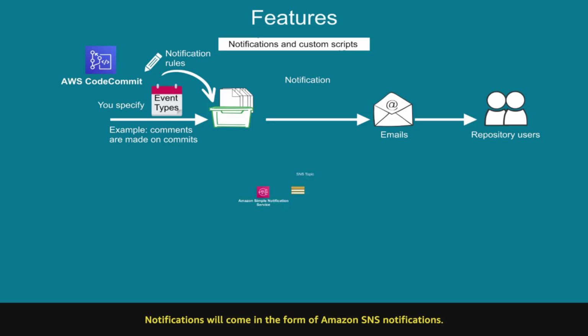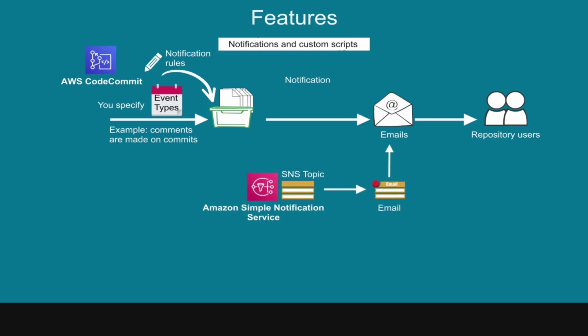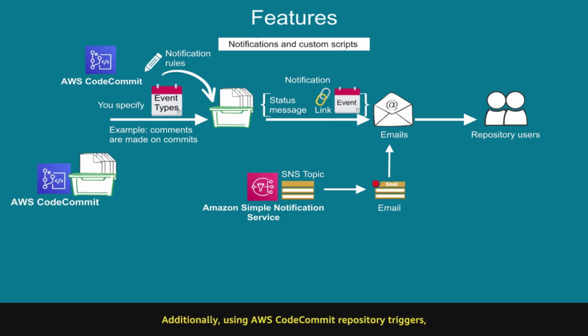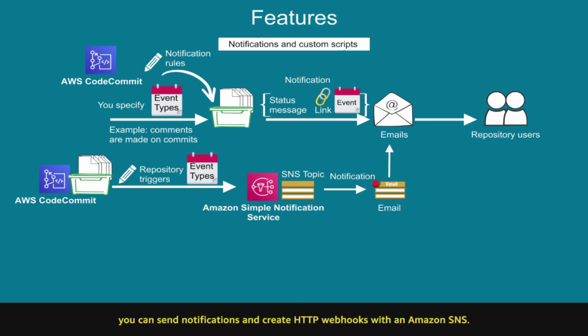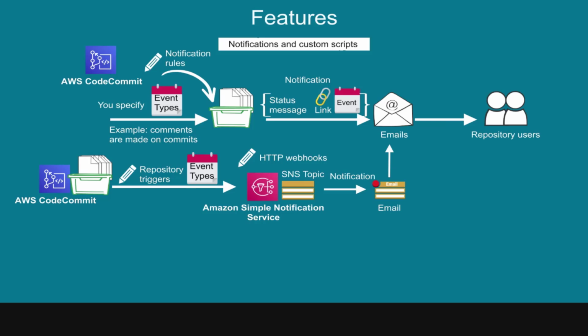Notifications will come in the form of Amazon SNS notifications. Each notification will include a status message, as well as a link to the resources whose event generated that notification. Additionally, using AWS CodeCommit repository triggers, you can send notifications and create HTTP webhooks with Amazon SNS. For example, you can configure a trigger to send emails to subscribed users when a pull request is created.